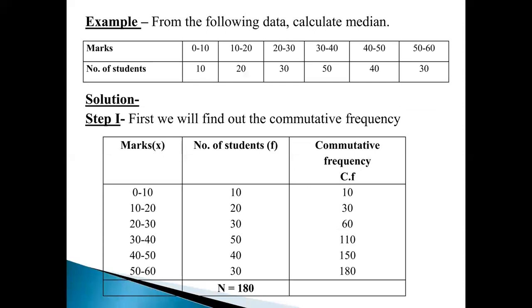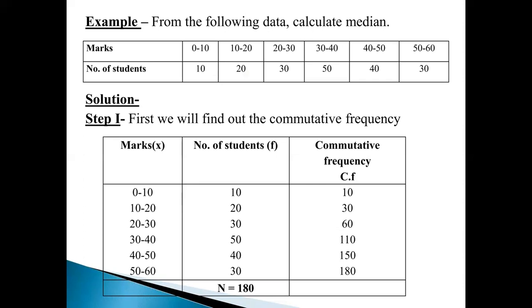Now here you have a problem. The class interval is marks. The number of students is the frequency. So for the class interval you have 0 to 10, 10 to 20, 20 to 30, 30 to 40, 40 to 50, 50 to 60. The frequencies are given as number of students, that is 10, 20, 30, 50, 40, and 30. So here you can see the class interval is already arranged in ascending order, so there is no need to arrange it.